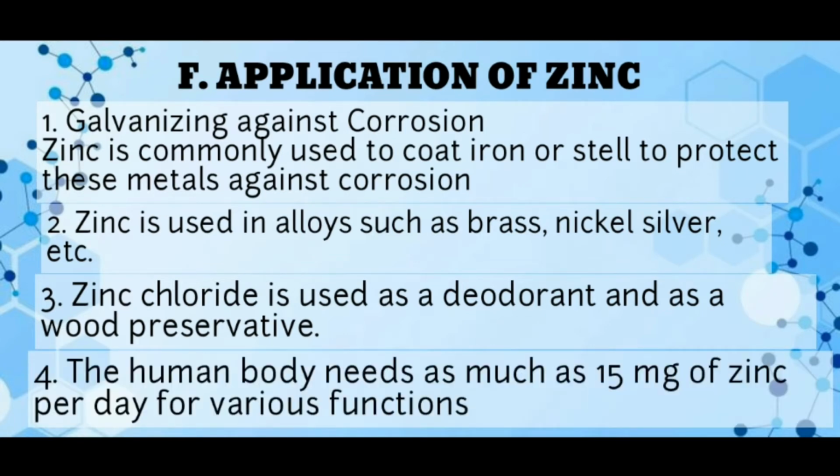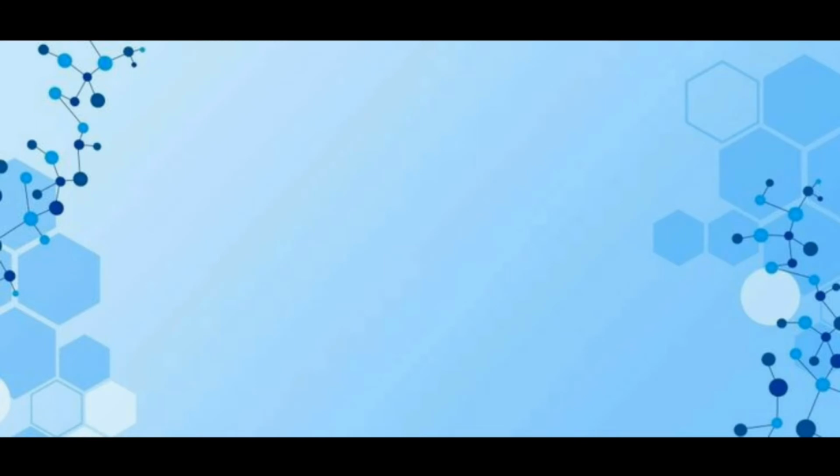Next, in the human body, zinc is needed at as much as 15 mg per day for various functions in our body. Actually, there are many functions of zinc, but in this video, I just mention several functions. Okay, I think that's all the explanation about zinc. Let's continue to the other metal in the group.